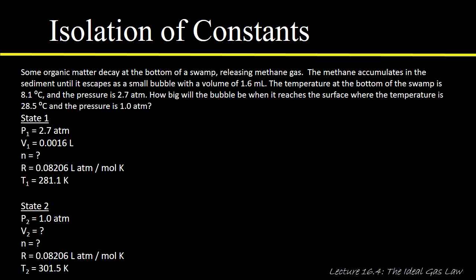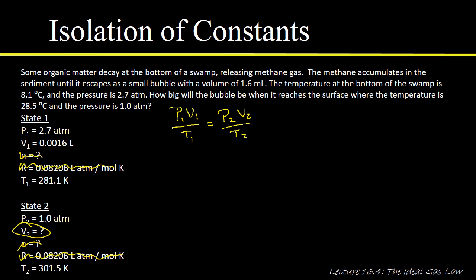All right, so we just found that our relationship is P1 V1 over T1 equals P2 V2 over T2. V2 is what we don't know. That's what we're trying to solve for. And notice also, as happens with isolation of constants, some of these things just drop away. The ideal gas constant disappeared, and N disappeared. So that simplifies things a little bit.